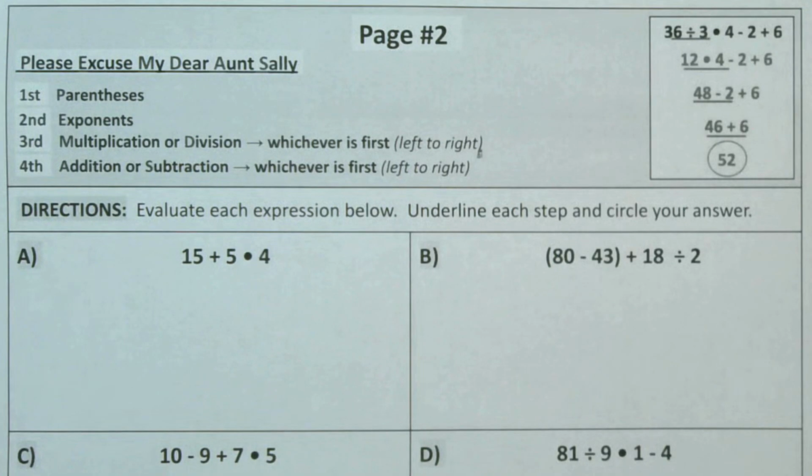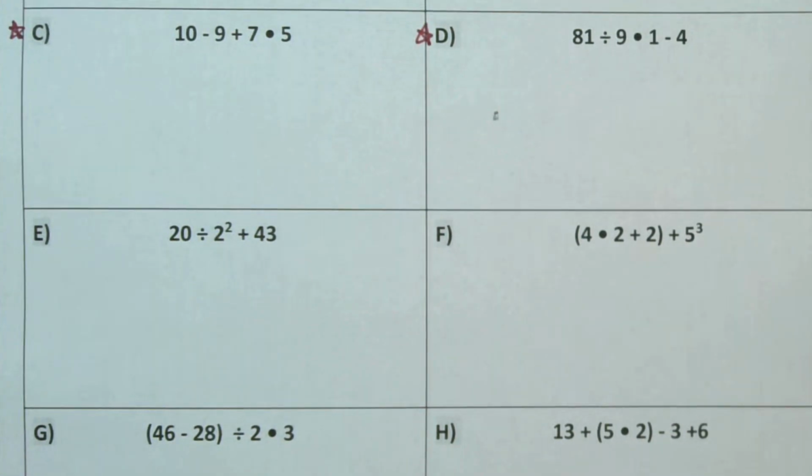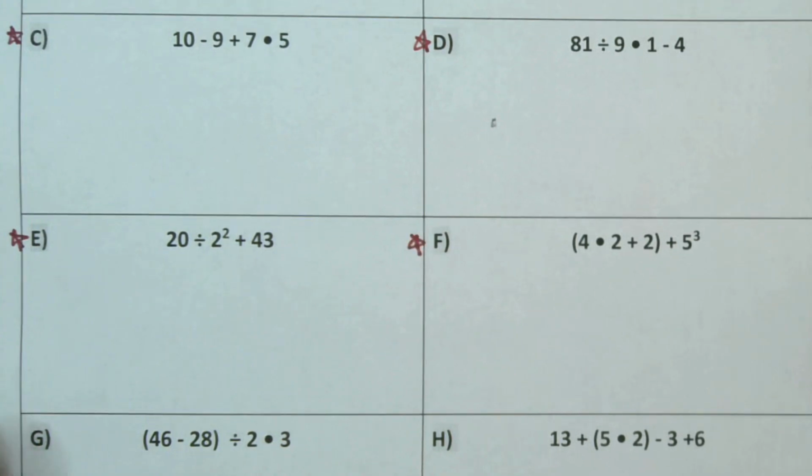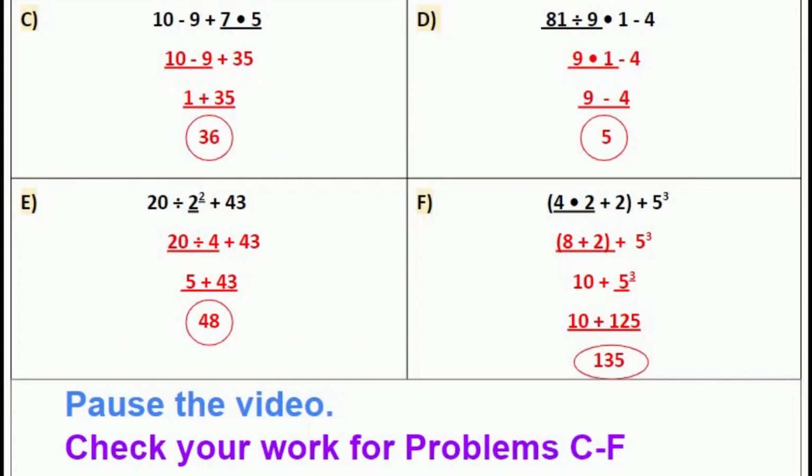Let's take a look at page 2. Go ahead and put a star next to C, D, E, and F. Pause the video, complete page 2, problems C through F, then come back to the video to check your work. Go ahead and pause the video, check your work for problems C through F.